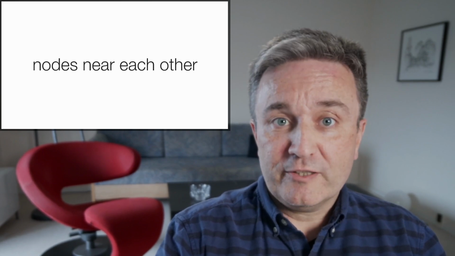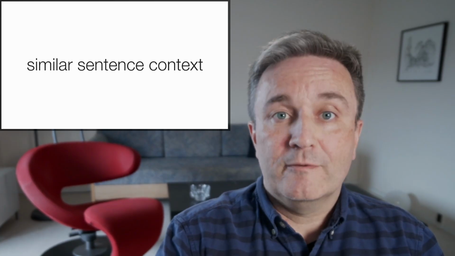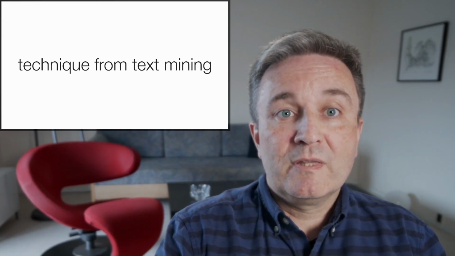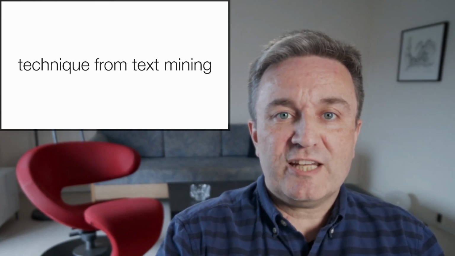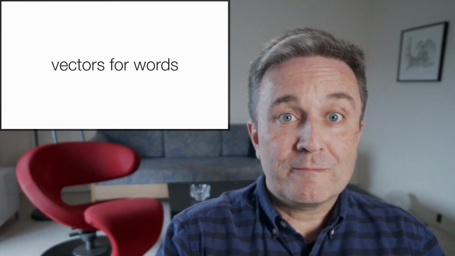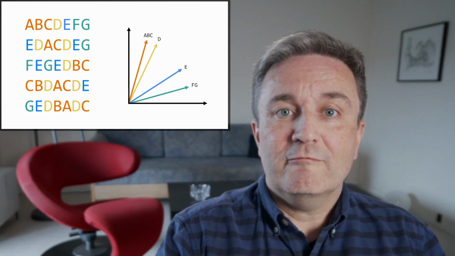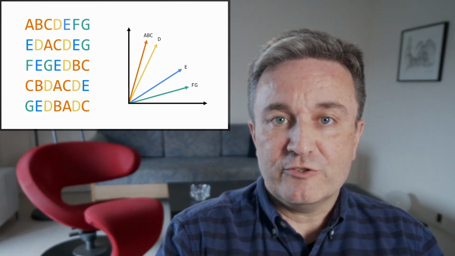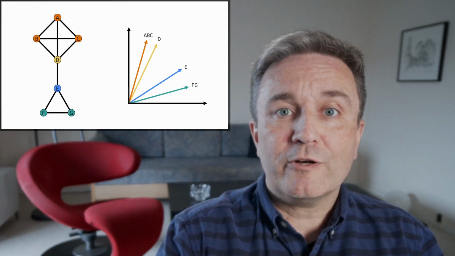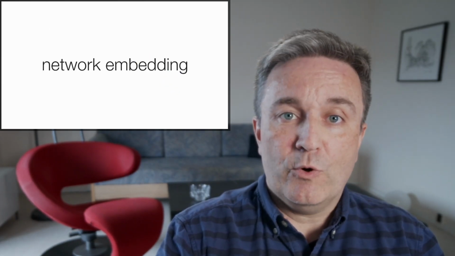Nodes that are near each other are going to have similar sentence contexts because you make them by walking the graph. We can now steal a technique from text mining called word-to-vec, which is used to create vectors for words, and since our words are nodes, we are now going to get vectors coming out of all these different nodes in our network, and thereby we're getting our network embedding as we want it.